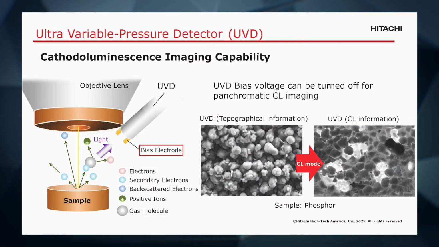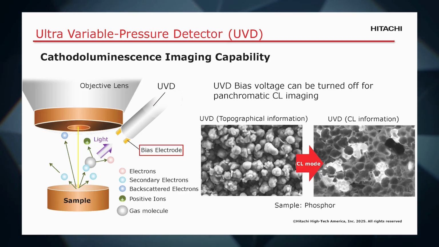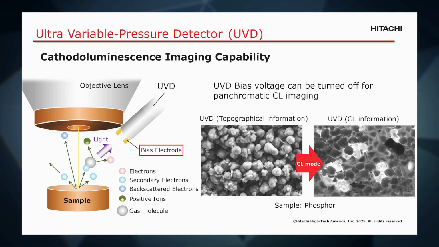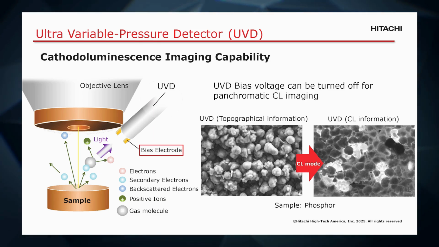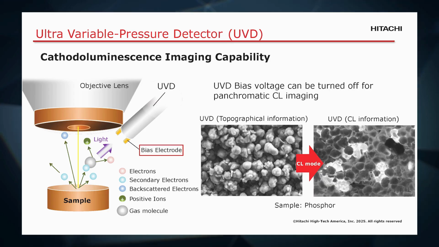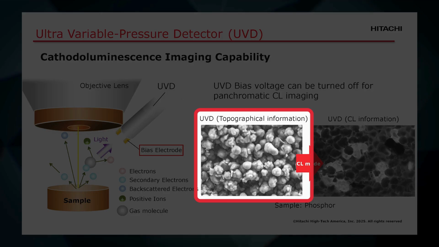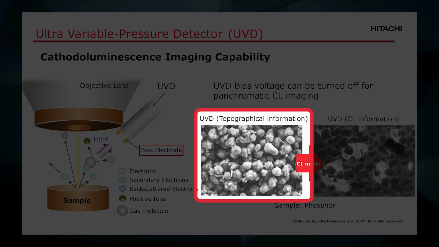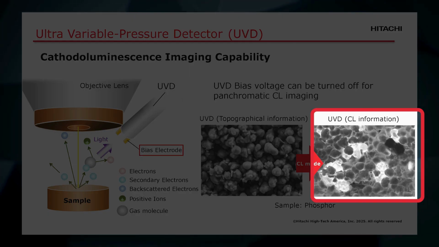In addition to topographic imaging, the UVD can be used as a cathodoluminescence imaging detector. By turning off the bias voltage to the detector, the detector switches to the panchromatic CL mode. This mode allows detection of the light emitted from the sample surface, which is valuable for studying luminescent materials. On the right, you can see two images from the same sample. One shows topographic imaging, and the other one shows CL information from the material.